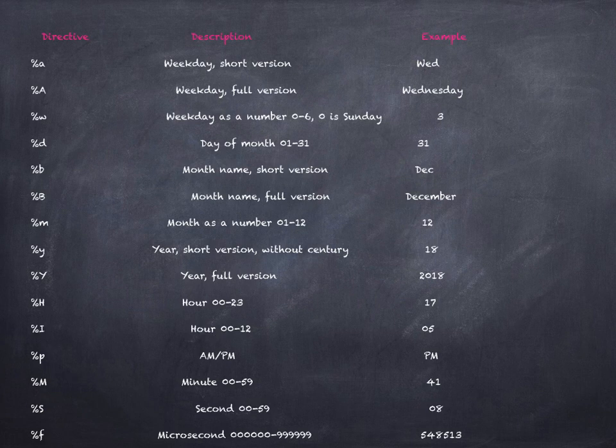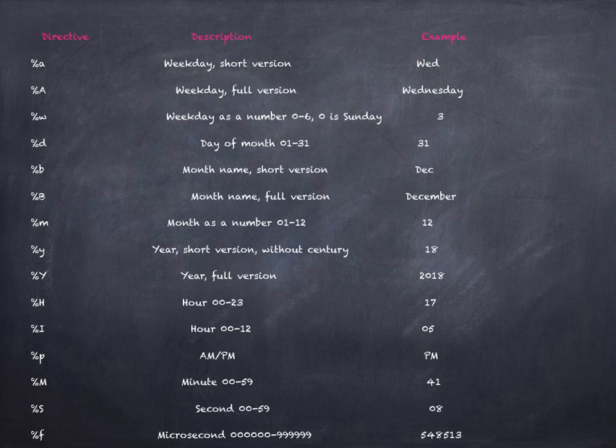%y will display the year without century. That is, if you give 1918, it will display only the last 2 digits of the year. Okay. If you give %Y, it will display the year as 4 digits. As you can see in the example, 2018 is fully displayed.